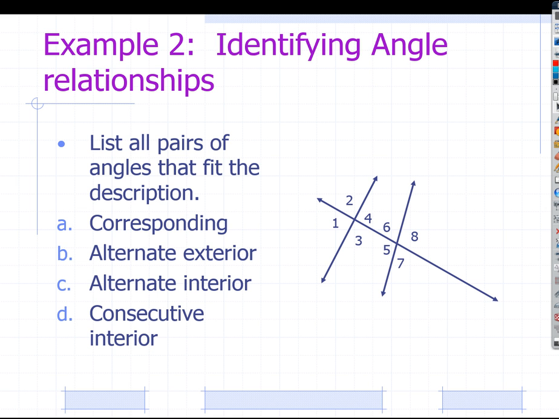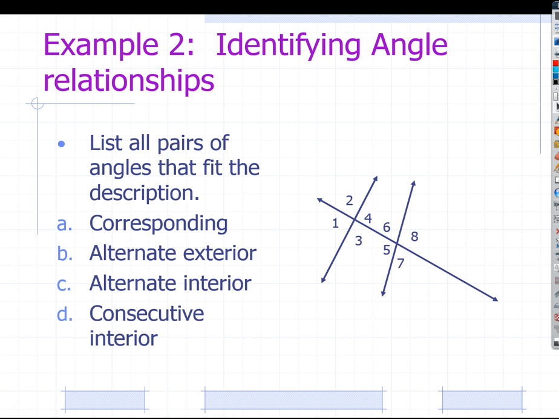Maria? 4 and 5. Yep. And another pair? What do you think, Christine? 3 and 6. Okay. What about consecutive interior? Bailey? Consecutive interior. So interior, what's the interior part mean? Okay, between the lines, and alternate means opposite sides of the transversal, so consecutive means the same side. 3 and 5, perfect. Okay, Abigail, what's another pair of consecutive interior? 4 and 6, good.